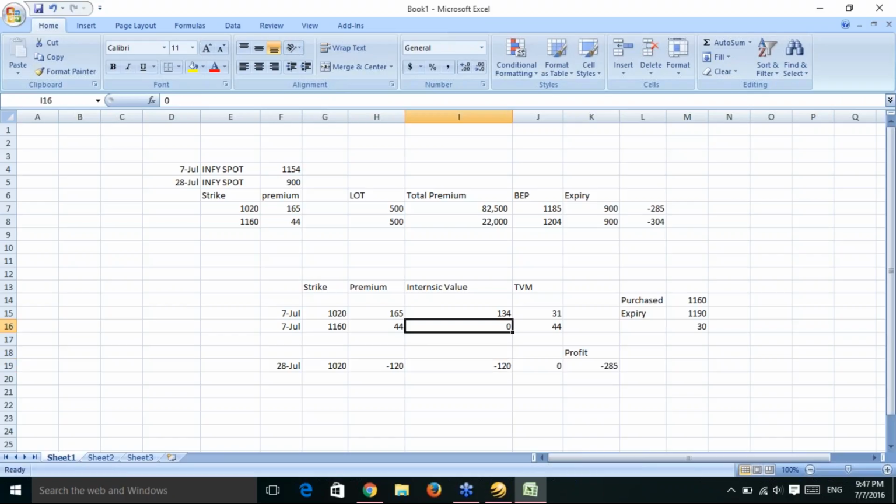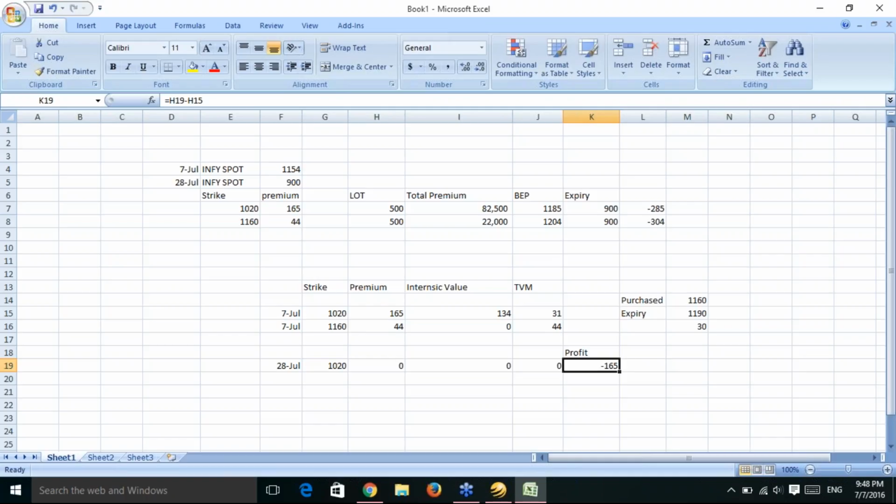Now, let's understand the concept. If on the date of expiry the price goes to 900, what will happen to the premium? The premium includes spot price minus strike price. Remember, the intrinsic value cannot be negative. The intrinsic value will be 0, and the time value will also be 0. The premium received would be 0. The maximum loss will be 165, which you paid at the time of buying.